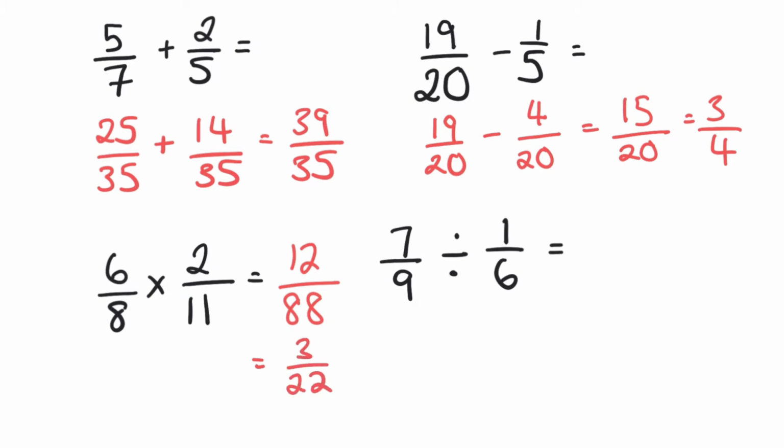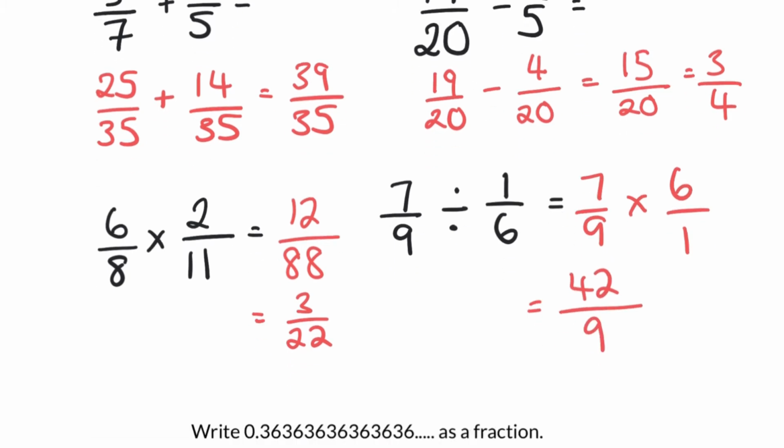And then last but not least, we're going to do 7 over 9 divided by 1 over 6. So this is where we need to flip the second fraction on its head and times them together instead. So we're going to do 7 over 9 times 6 over 1. So we get 7 times 6, which is 42, divided by 9 times 1, which is 9.